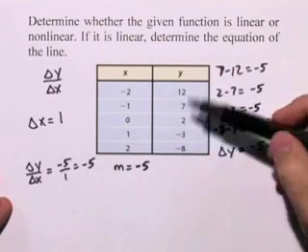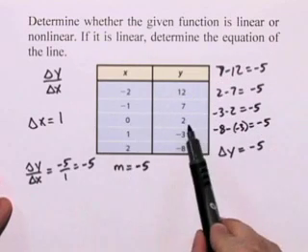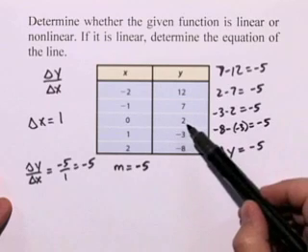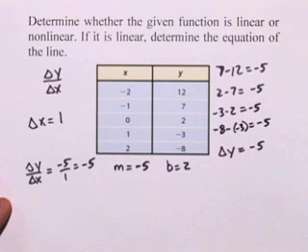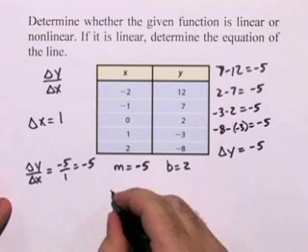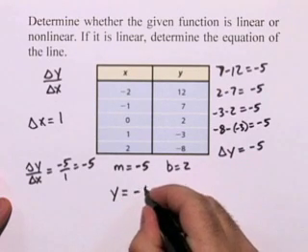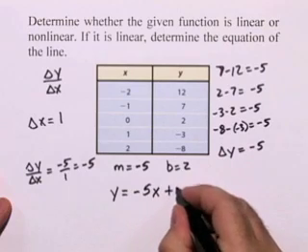If we look at our table, we see that when x is 0, y is equal to 2. So we see our y-intercept is 2. So we know b is equal to 2. And so the equation of the linear function is y is equal to negative 5x plus 2.